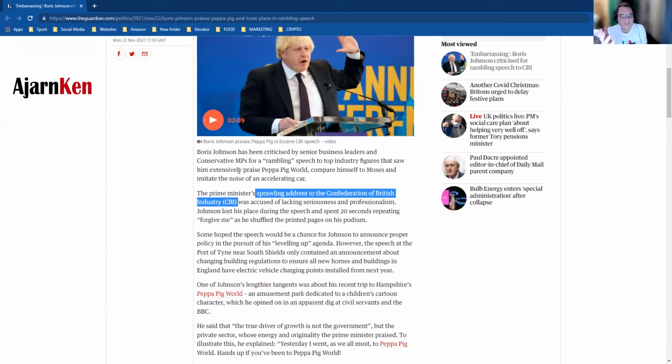Sprawling is a bit similar to the word rambling. So his sprawling address is very similar to rambling speech. Sprawling address would probably be more formal, and rambling speech would be less formal. He was accused of, was accused is the passive voice, obviously. The CBI accused him, the active voice. He was accused by the CBI, the passive voice, of lacking seriousness and professionalism.